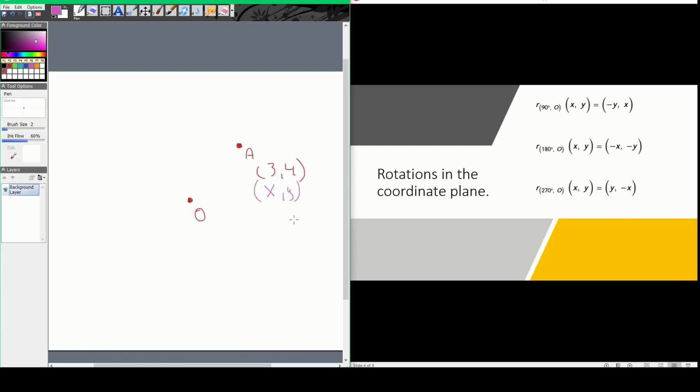Maybe I should have done this with 1, 0, or 0, 1, or 1, 1. No, 1, 1 would be weird. Okay, so for 90 degrees, what I really want is negative Y comma X. Here's my Y, so I'm going to bring it over here. It's going to go down as negative 4. And then my X will come over here and stay the same. So if this is at the point 0, 0, or the origin, negative 4, 3 would be about 1, 2, 3, 4. 1, 2, 3.